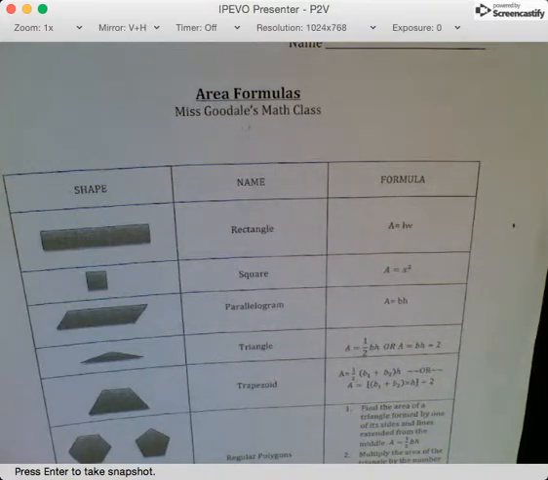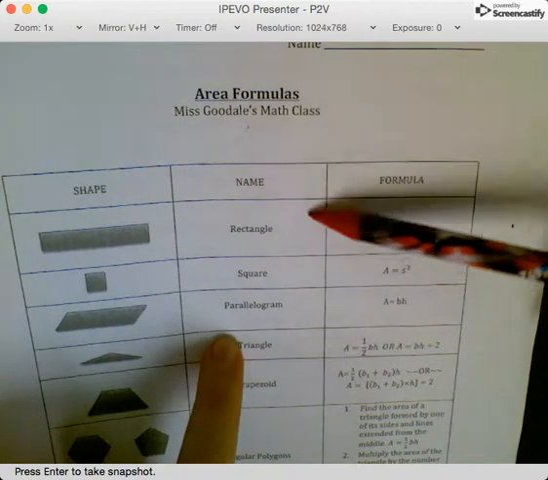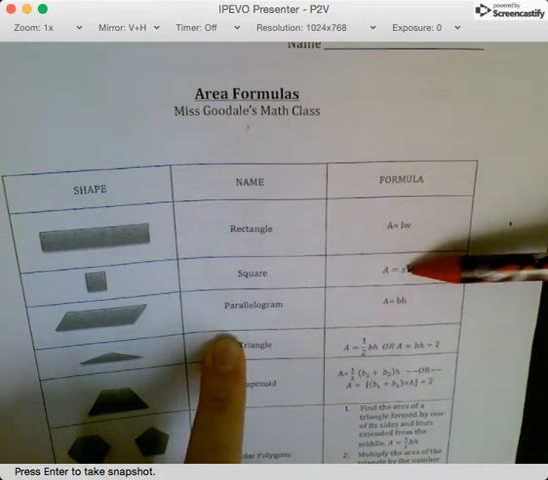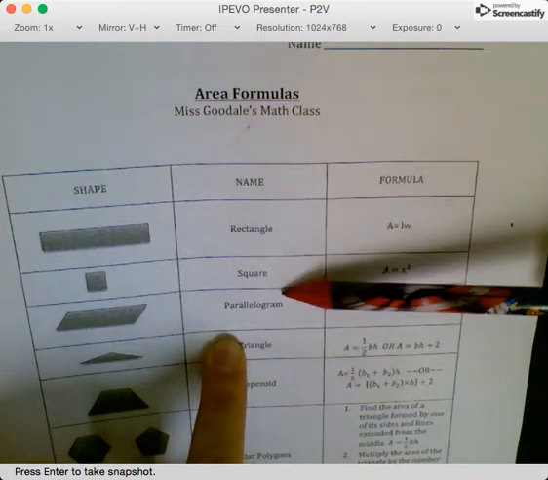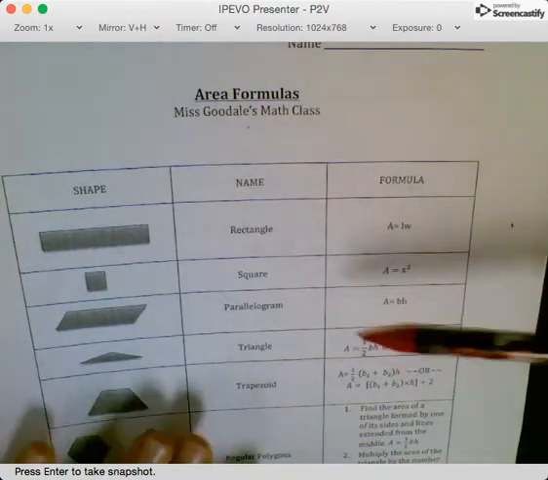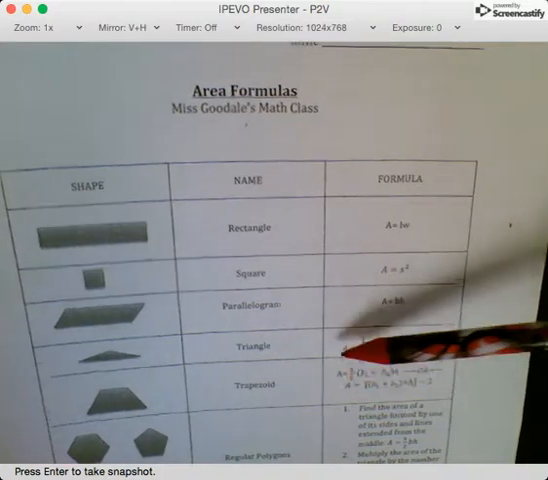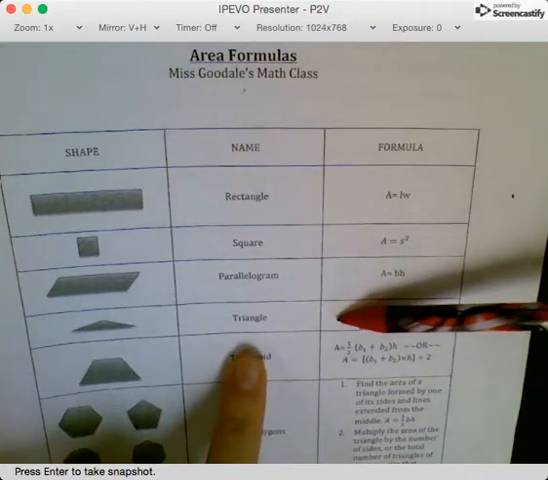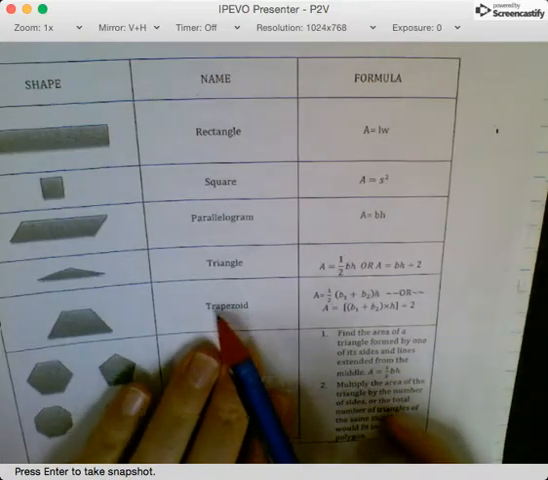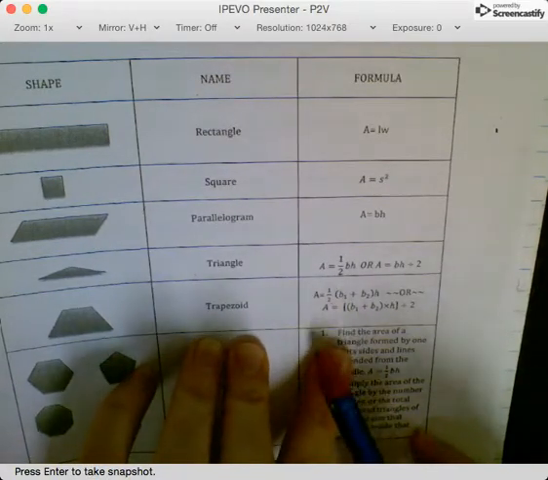Hi, this is Miss Goodale, and today I'm going to be talking about finding the area of trapezoids. In some of our previous videos, I talked about finding the area of parallelograms, which includes squares and rectangles as well. You can refer back to those videos for those shapes. I've also talked about the area of a triangle. Now today I'm going to extend that further, and we're going to add on the area of a trapezoid.